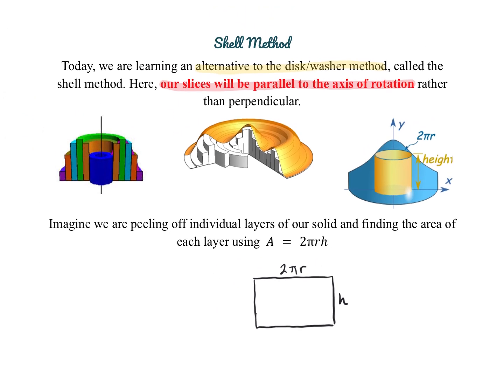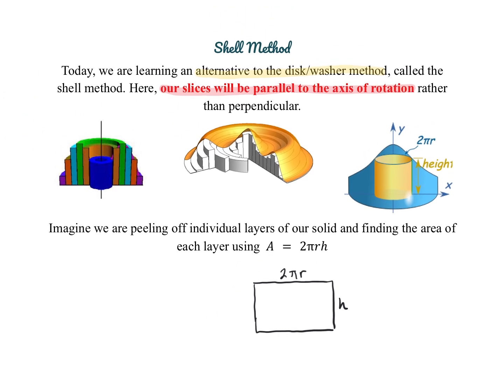So the idea for this method is we find a way to define the area of any arbitrary peel, and we can do that by 2 pi r h. And then we can integrate over our interval, so we can take into account all of the different peels that are infinitely thin, infinitely small within that interval.